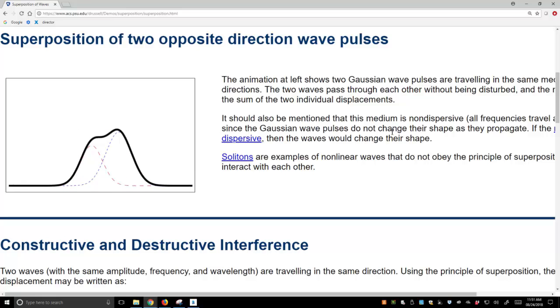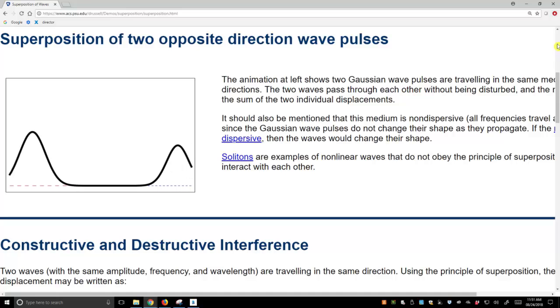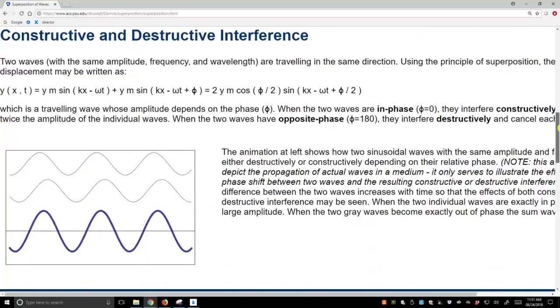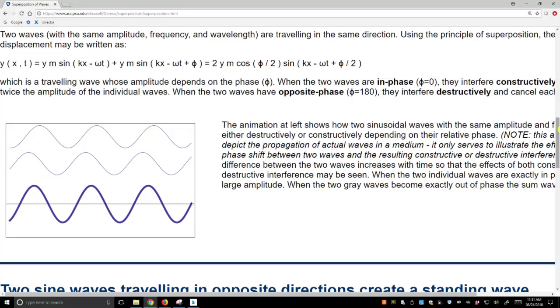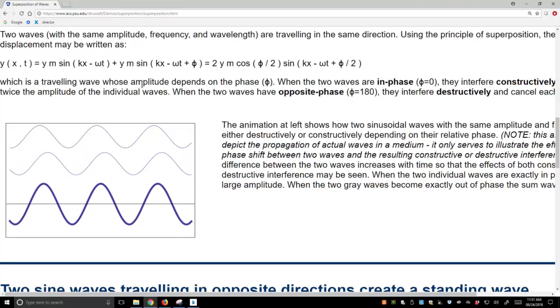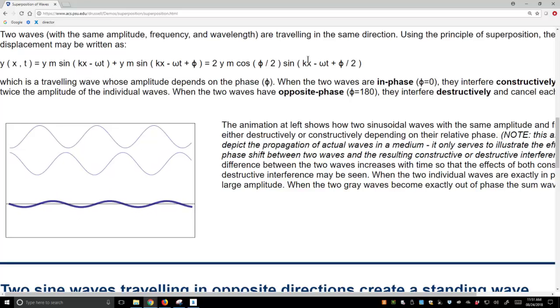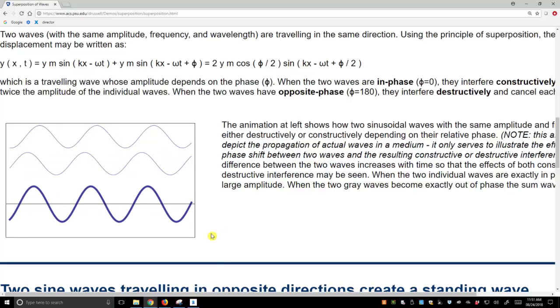You can get constructive interactions and destructive interactions, and these are really, as we scroll down, different interactions of waves. And so this is just a mathematical relationship, and it's shown here toward the top of the screen, this relationship.